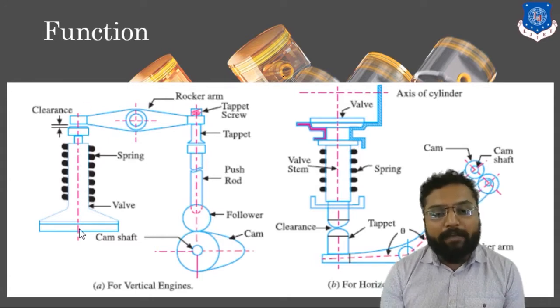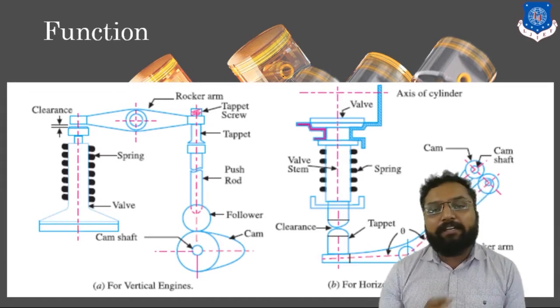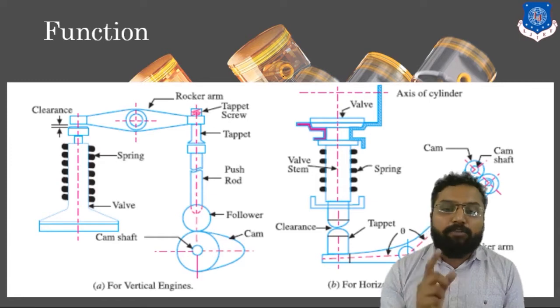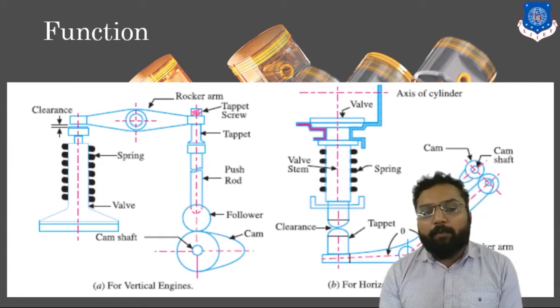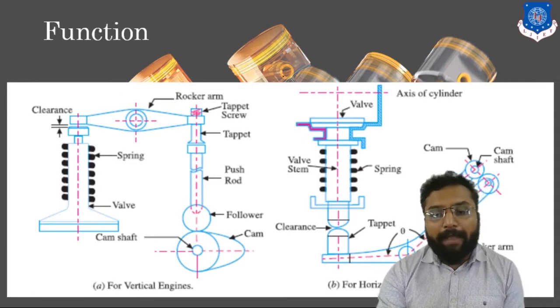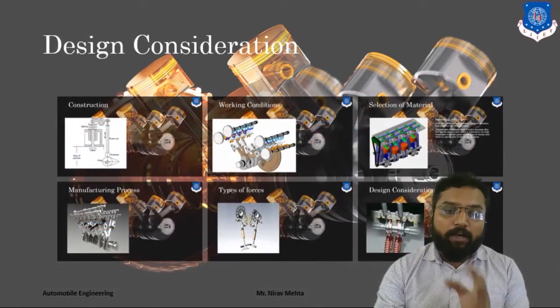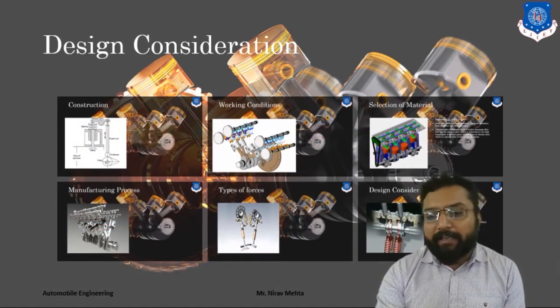valve, which is opened and closed by this camshaft. Ultimately this camshaft is directly connected to our timing belt, and through this timing belt it provides us different types of motion at the exact time of our fuel inlet and fuel outlet. So by understanding this function we can easily design the construction of our valve gear mechanism.